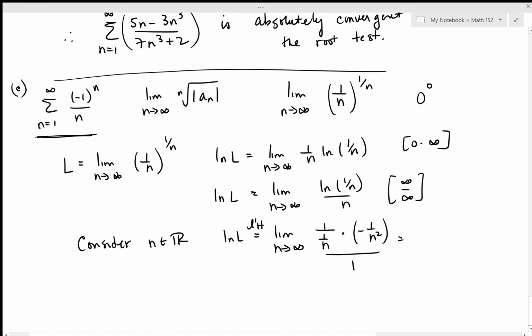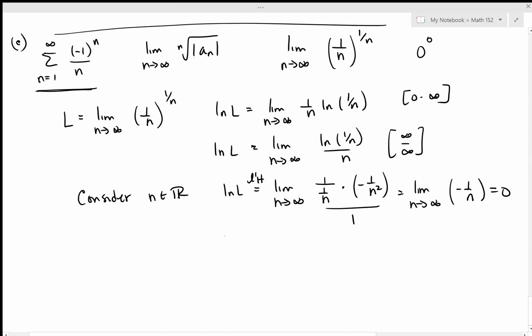And then I do some algebra, and that's going to be the limit as n goes to infinity of n times minus 1 over n, so this becomes minus 1 over n, and that is 0. And that is the log of the limit. The log of the limit is 0, so the limit is e to the 0, which is 1. No information. No information from the root test.